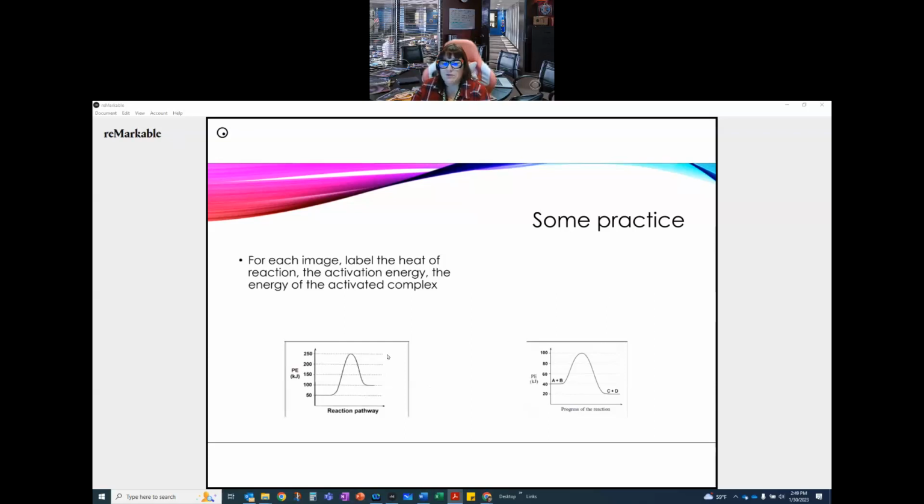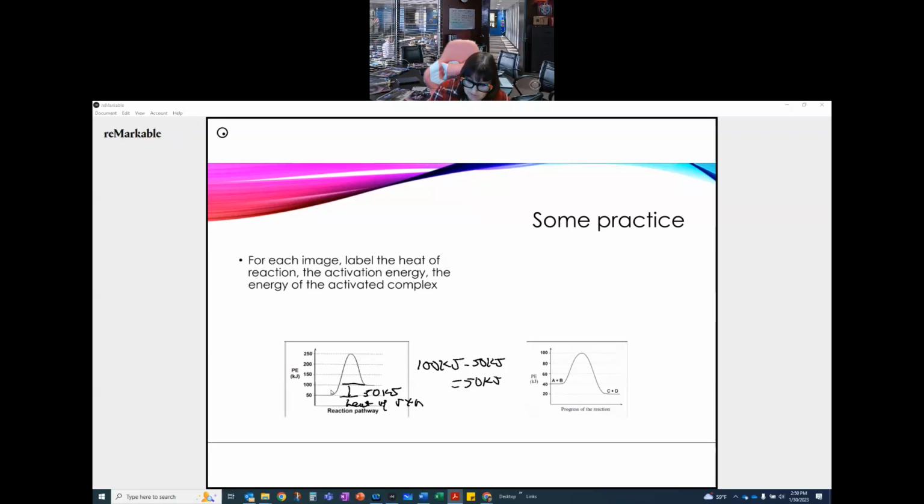The heat of reaction is the difference between my reactants and my products. So here this is 100 kilojoules, and this is 50 kilojoules. So that difference is 100 kilojoules minus the 50 kilojoules, and that's equal to 50 kilojoules that we see right there. Okay. So that's the heat of reaction, and I'm going to write that as RXN because I'm too lazy to write the whole thing.